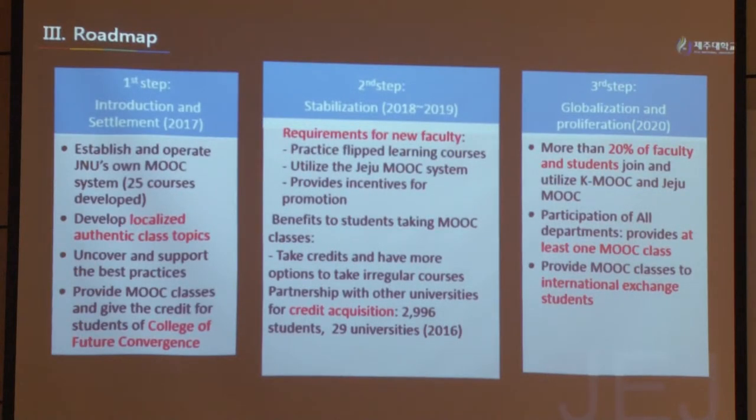The next slide gives more detailed information about the steps. Currently, as I mentioned, we are providing 25 courses, and we are thinking to develop more localized, authentic class topics such as ocean cleanliness and tourism. I'm in the tourism division, so if it is possible, I'm thinking to open some tourism-related MOOC course, maybe next year. Currently, we are providing MOOC classes to the students of the College of Future Convergence, and we give some credits to the students who are taking the classes.